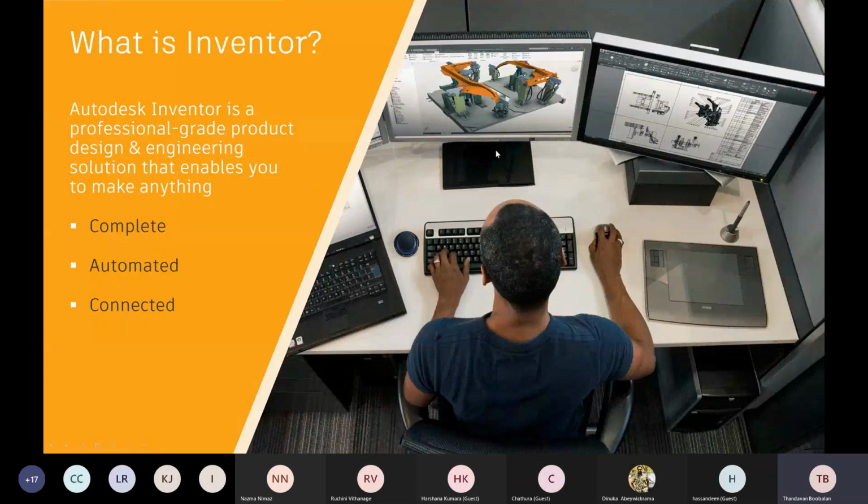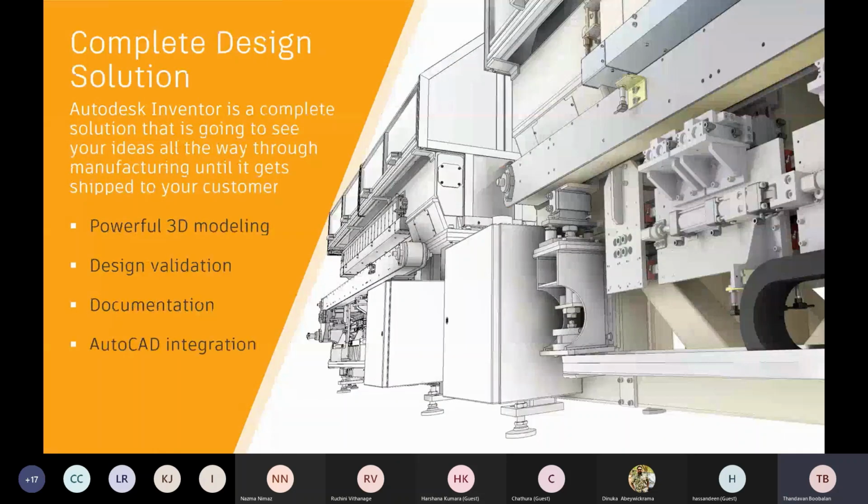Yeah, I believe you can see my screen now. So we'll discuss these three pillars, which are complete, automate, and connected, and let's look into those. When I talk about the complete design solution, in Inventor it comes with more powerful 3D modeling, and you have tools to validate your design, to do stress analysis, dynamic or modal analysis, and you can also integrate your AutoCAD drawings.